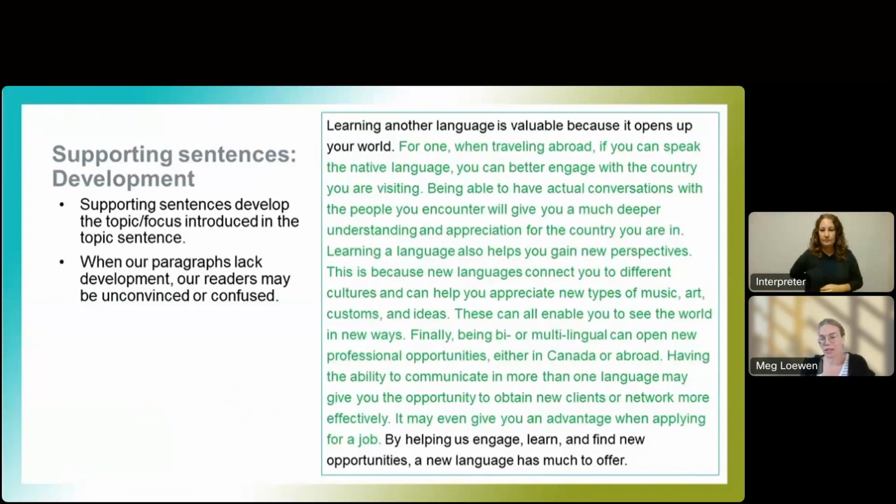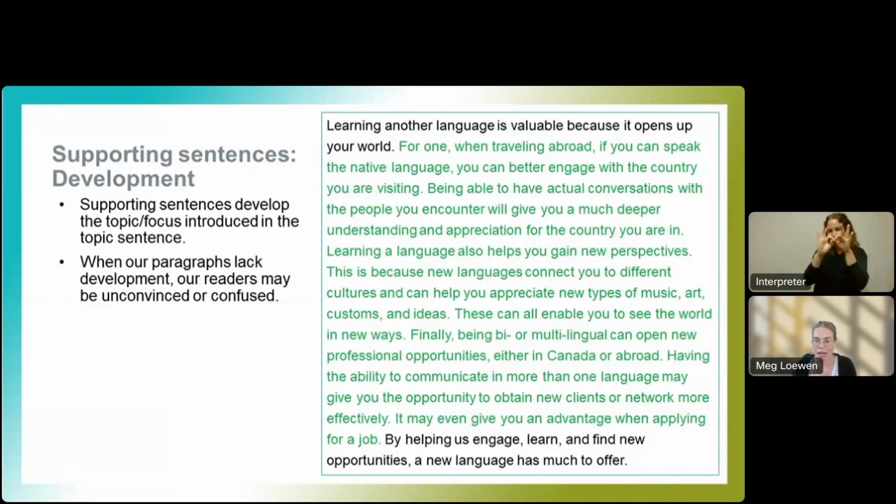Next, you have the supporting sentences. And this is the main part of your paragraph. In terms of content, it's the longest part. You can see in green, I've highlighted the supporting sentences. So supporting sentences are there to develop the topic or the focus that was introduced in the topic sentence.